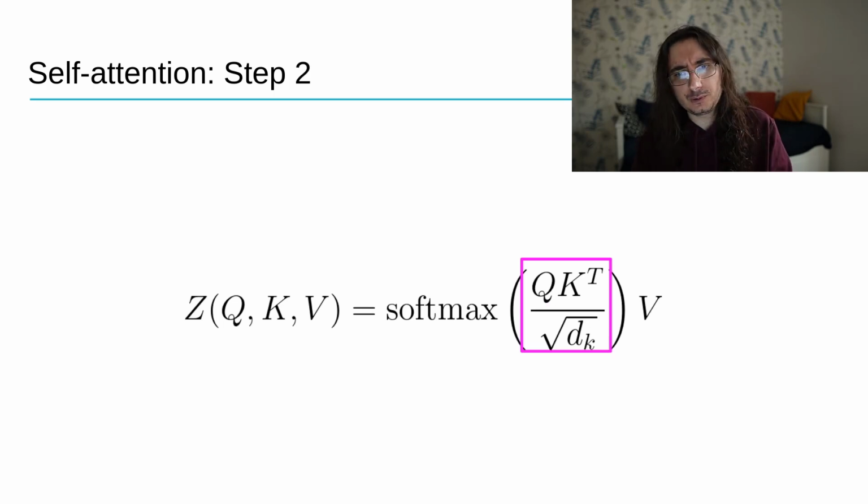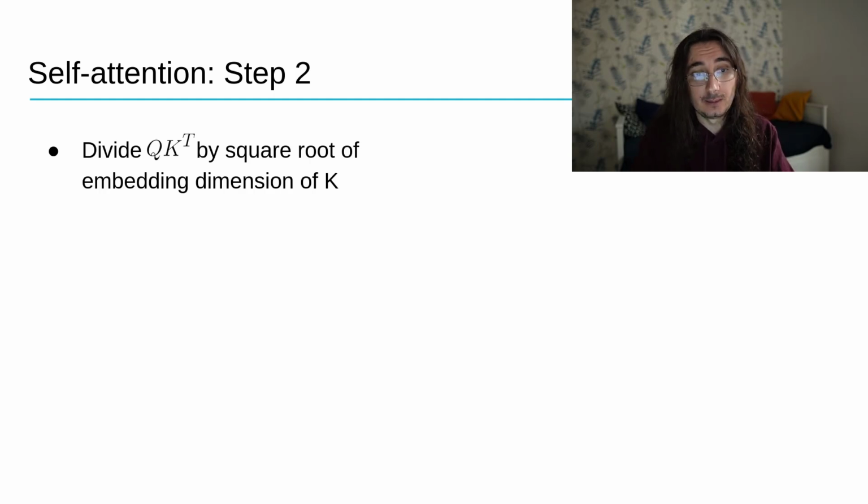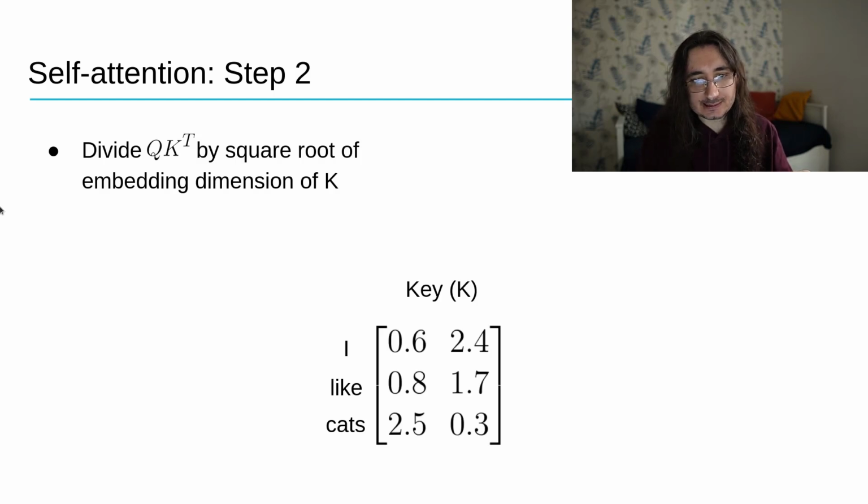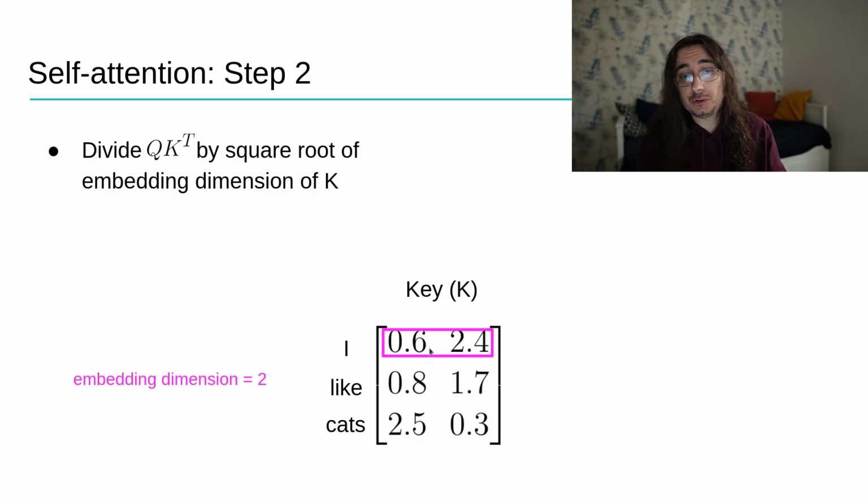Step two is super straightforward. We just divide that similarity score by that weird thing there, and we'll see what that weird thing is in a second. So we divide KT by the square root of the embedding dimension of K. If you remember, this is K, our key matrix. The embedding dimension in this case is equal to 2, because we have 2 features in the embedding. In other words, this is the number of columns that we have.